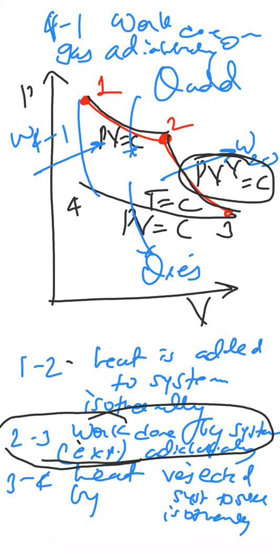Yes, sir. What is the equation which will be followed? PV equal to constant. Again, I will ask one more time. Now you have understood. Next time again I will ask. Now tell me another. Ellen, you tell, what is the process 4 to 1?